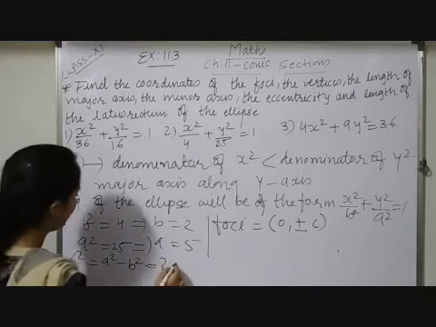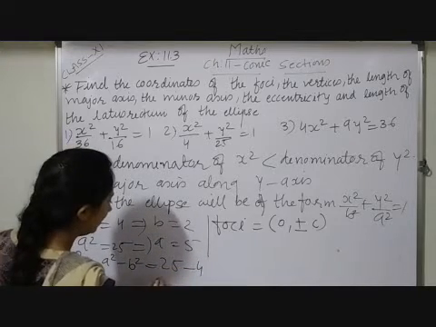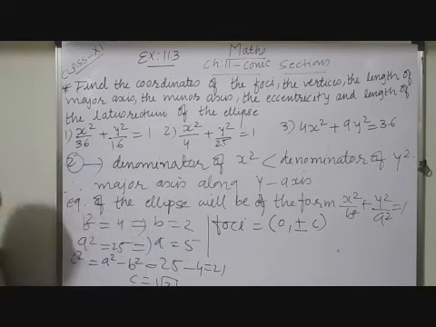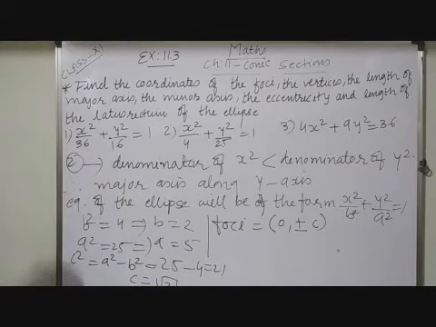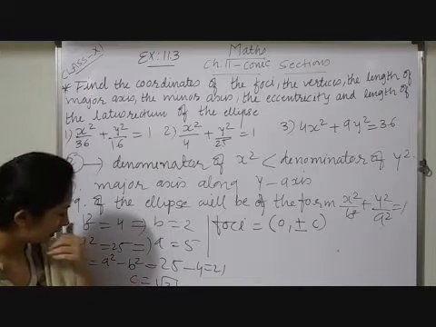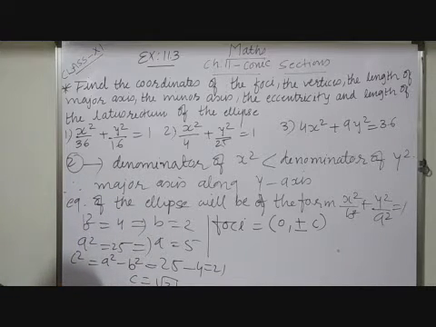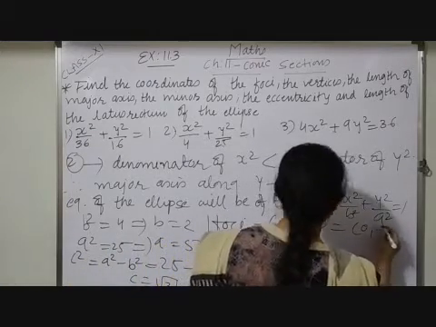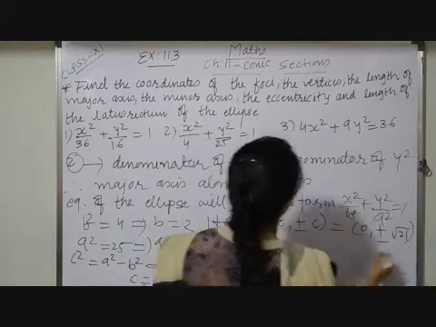A square is 25 minus 4. We will get 21 here. So the c value is root 21, because 7 3s are 21, and both are prime numbers, so we cannot get any factors of the root. So the c value here we are getting is root 21. So your foci is 0, comma, plus or minus root 21.